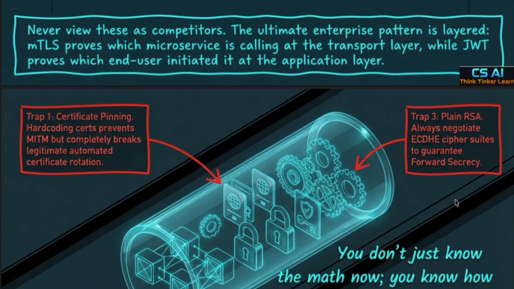We have covered the math and the production reality. To recap the traps: avoid certificate pinning as it breaks automated rotation. Always use SAN fields over CN, and never settle for plain RSA if you want forward secrecy.